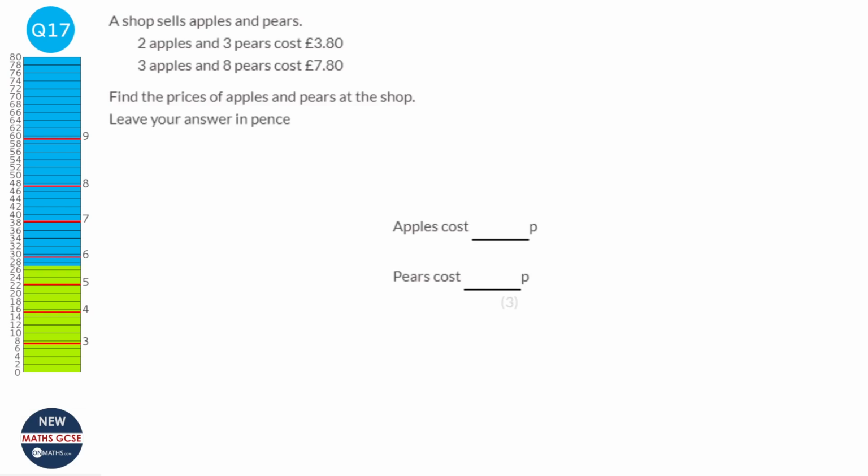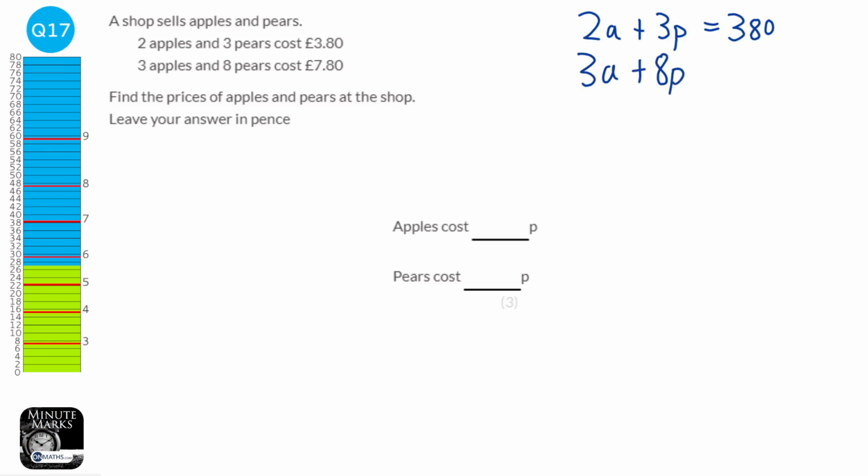So this question is a simultaneous equations question, and we're going to have to write down some equations. It says 2 apples and 3 pears cost £3.80. So 2 apples, I'm going to call it a for the price of an apple, plus 3 pears, so 3p, cost £3.80. I'm going to do this as 380 just because it's easier to work with integers rather than decimals. And it says 3 apples, so 3a, plus 8 pears costs £7.80, or 780 pence.